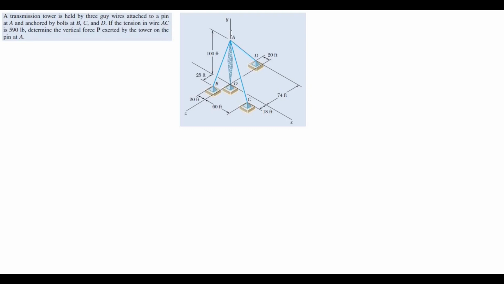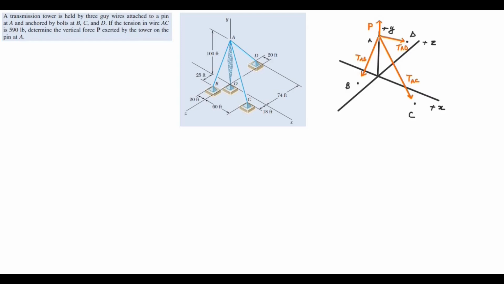Like we've done previously, I want to set up the coordinate system first, as well as the free body diagram at point A. Alright, so here's our point A. We have tension AB, tension AC, tension AD, as well as a vertical force P. Like the previous problem, I want to get the length of the vectors along with the magnitudes.